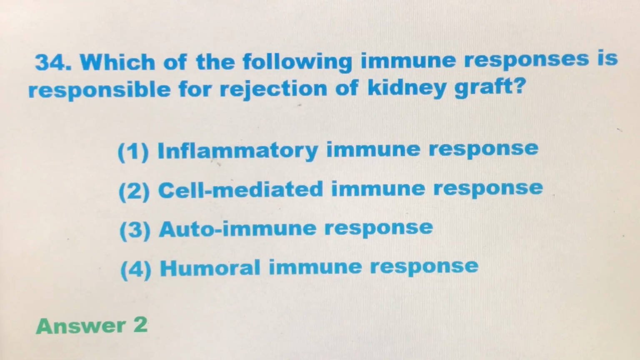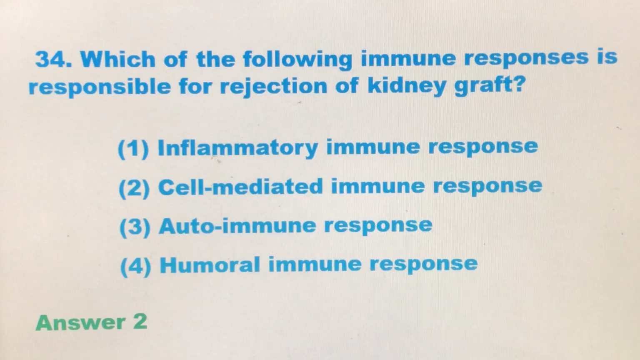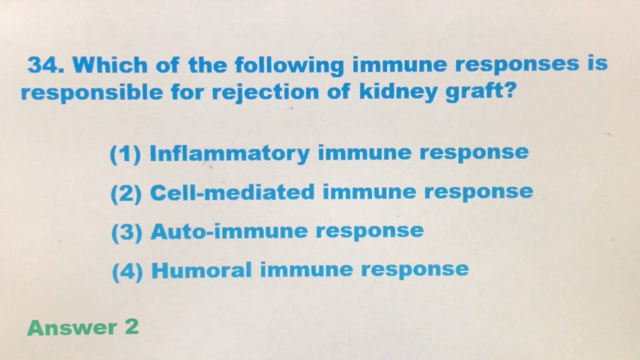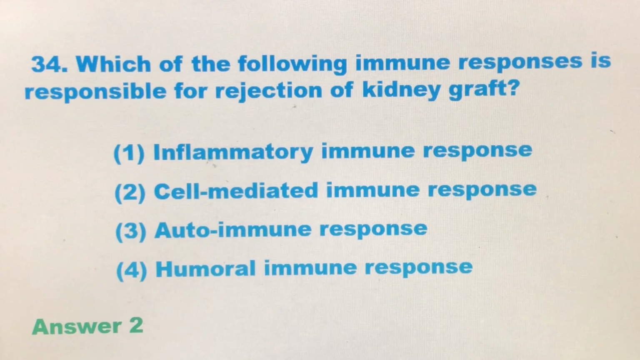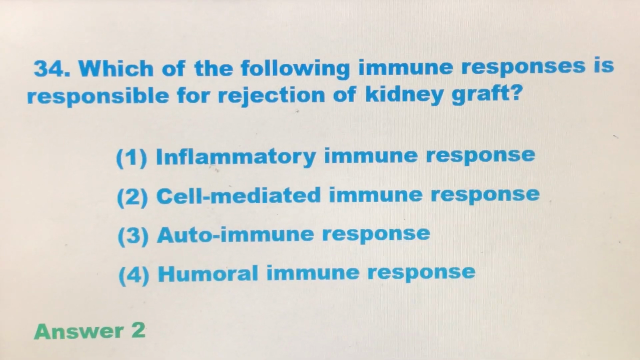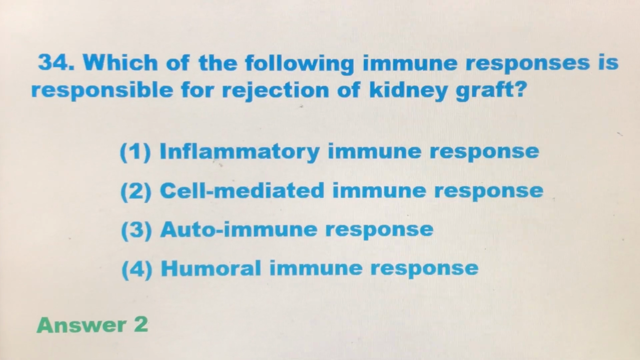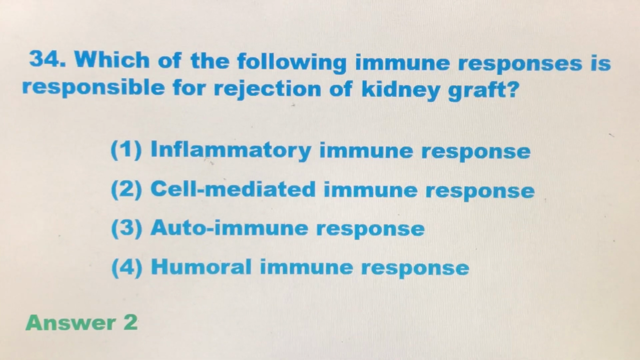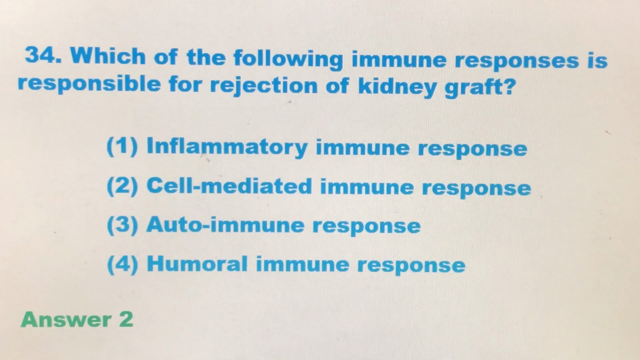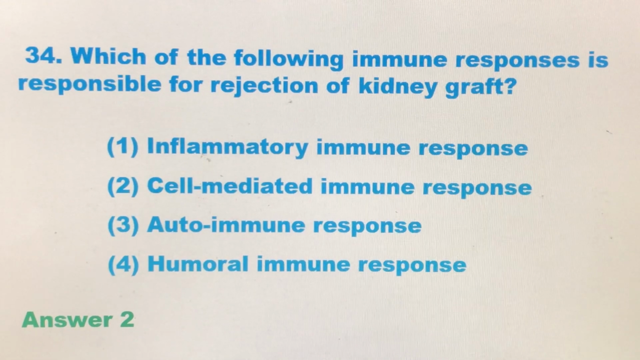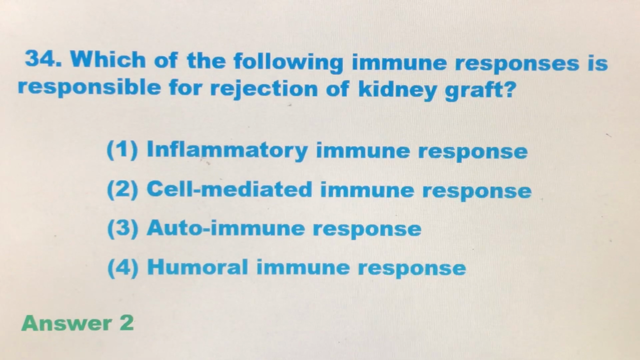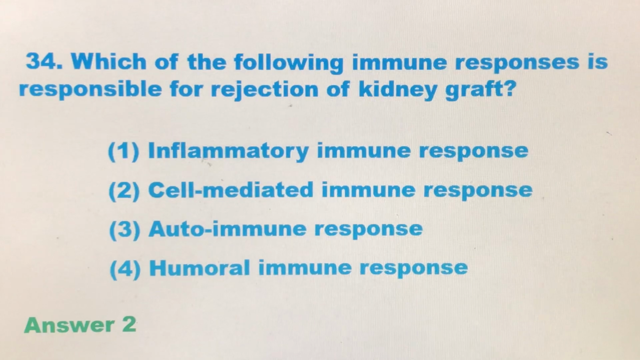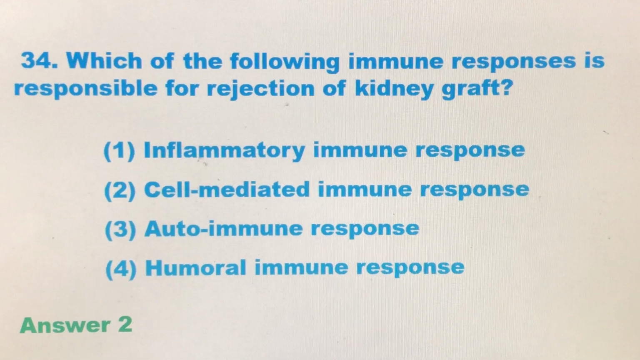Now what is inflammatory immune response? Inflammatory immune response is when a cell gets damaged by injury or bacteria, then the damaged cell produces chemicals like histamines, bradykinins and prostaglandins. These chemicals lead to a localized immune reaction which is called inflammation. So such an immune reaction is called the inflammatory immune response.